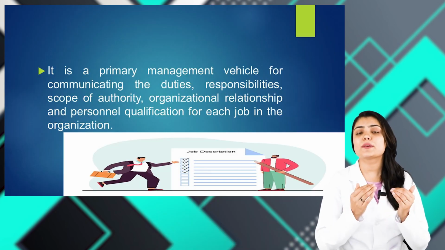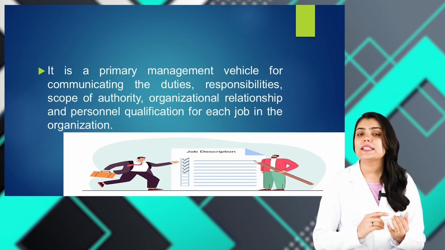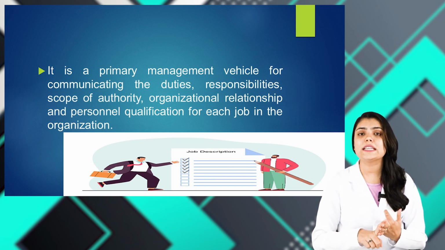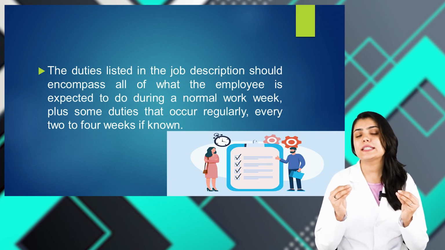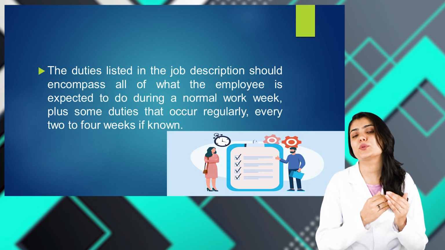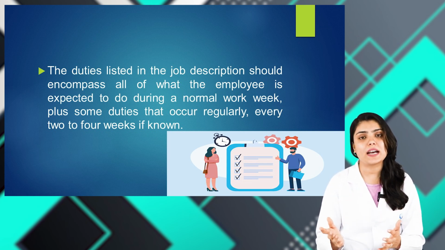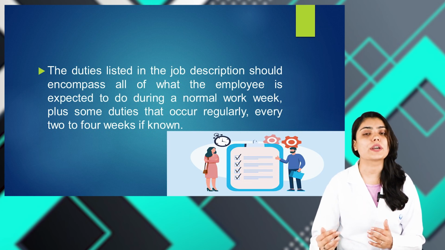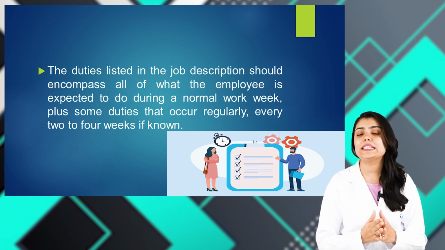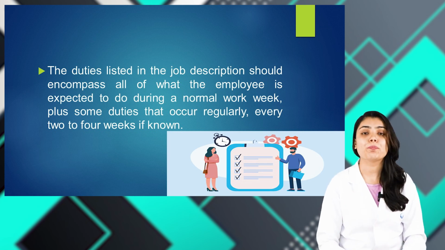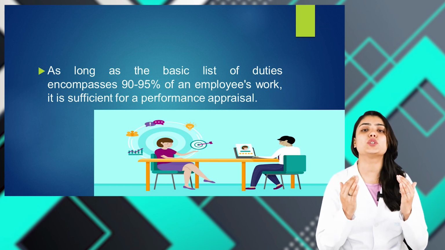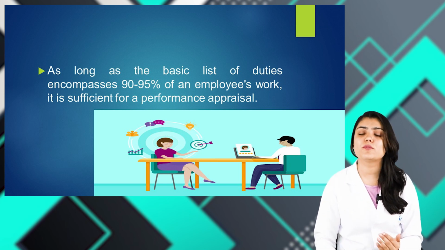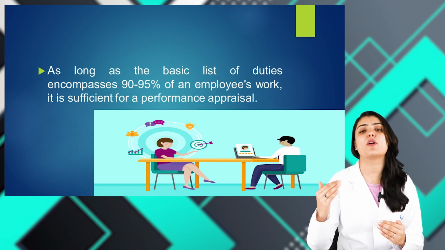So job description is a primary management vehicle for communicating the roles, responsibilities, and authorities that are given to the person who is hired for the particular job. The duties listed in the job description must include every task the employee is expected to perform throughout the week, as well as other simple tasks that the employee may have to perform during working hours. So job description gives the detail of what the employee is expected to do. And if the employee is able to complete 90 to 95% of what the job description asks, then the employee can be considered for performance appraisal.